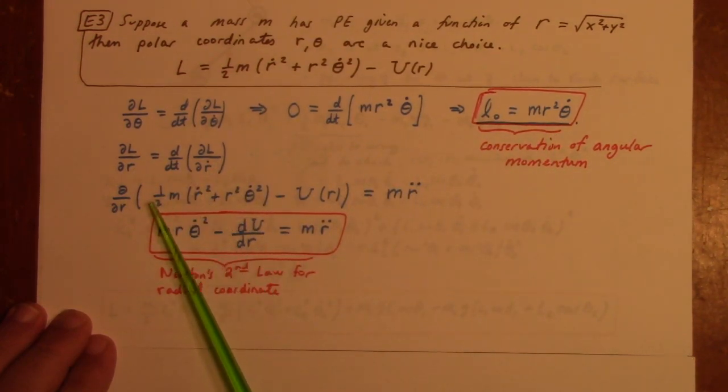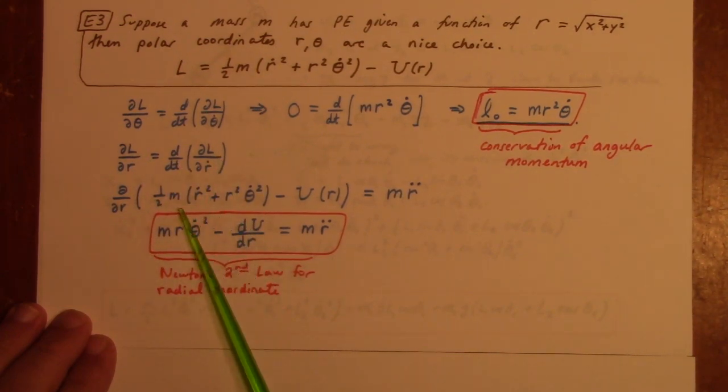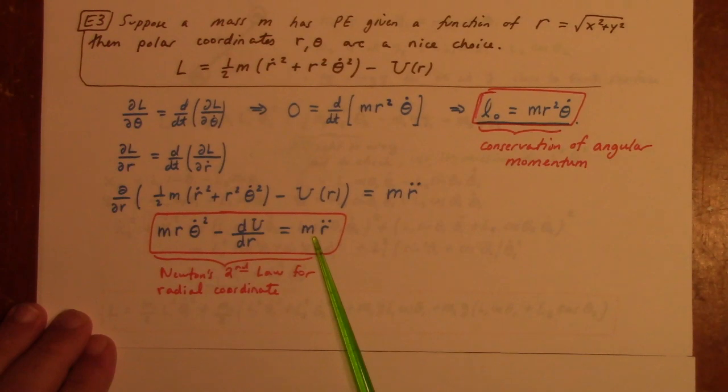The radial equation is probably less familiar, and here it is. Partial L partial r is equal to d/dt of partial L partial r dot, which gives me this. So m r theta dot squared minus dU/dr equals m r double dot. You could think of this as a sort of force, so this would be the radial force, right? And if you rewrite it, you could write this as m v squared over r, where v is the tangential speed. And so you could think of this as a sort of centrifugal force. You could think of this as a fictitious force, quote unquote.